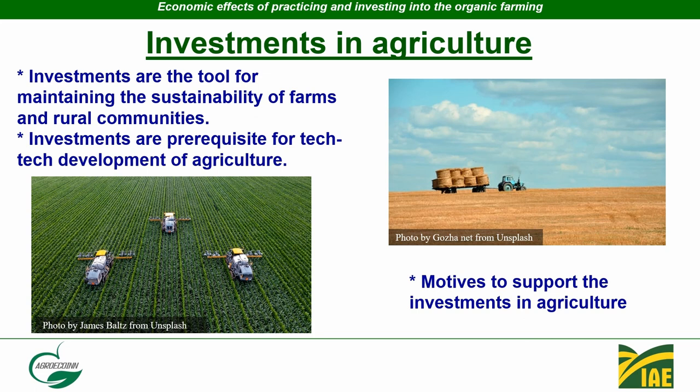Seventh, agricultural land could be observed as an inexhaustible factor of production. And eighth, agriculture is one of sectors of economy that is affected the most by climate change and environmental pollution.